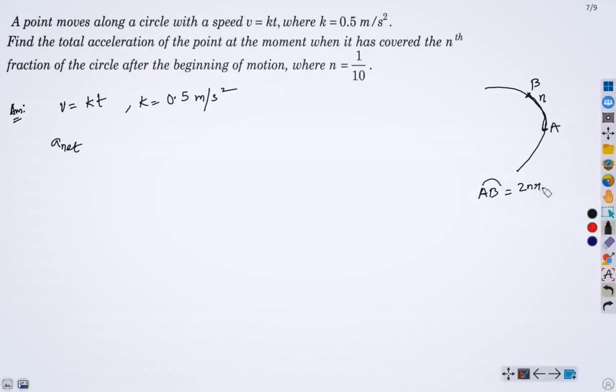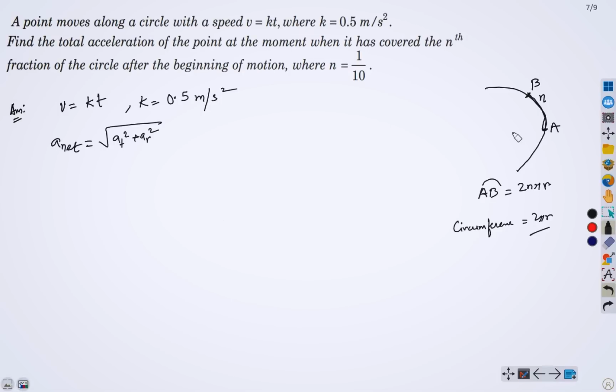So AB equals 2n pi r, right? Because it is the nth part of the total arc, and we know the total arc length, that is the circumference of a circle. Since the radius is not given, we assume it as r. So the circumference, we know it is 2 pi r, assuming r is the radius of the circle. So the nth length of the circumference is 2 pi nr. We have to determine a net, that is the square root of at square plus ar square. So we have to evaluate at and ar separately, and after that we substitute the values inside the square root, and then we are finished.